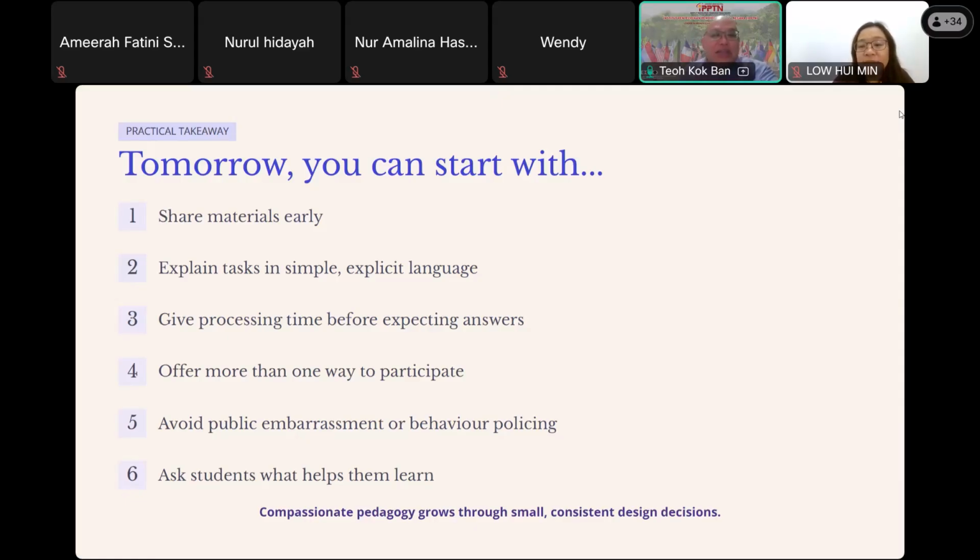So you do not have to redesign your entire program tomorrow. Start with one practice, then another, just one. And gradually, the culture of the learning environment begins to change. Just one. Clarity. After that, send earlier. After that, ask questions. After that, accommodate or something like that. So once at a time.